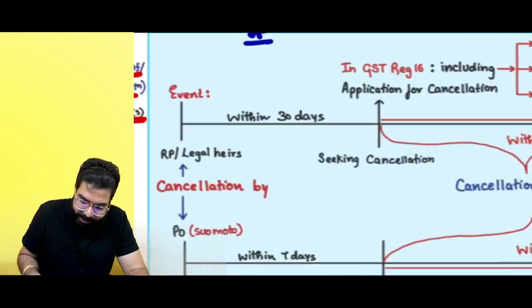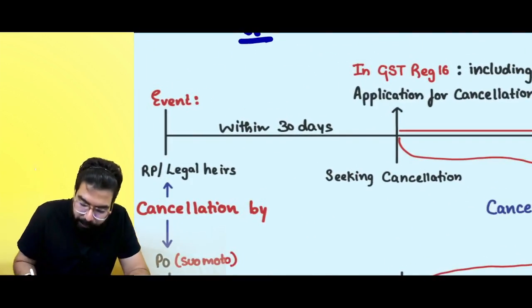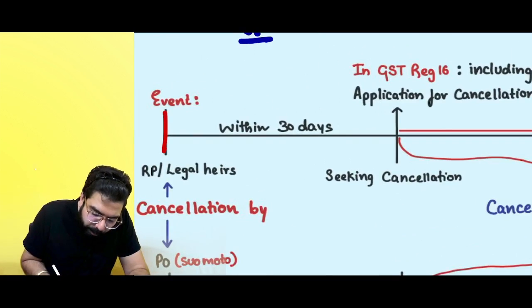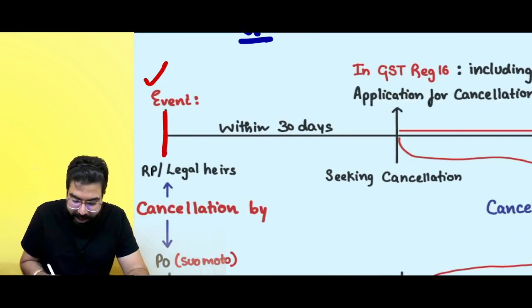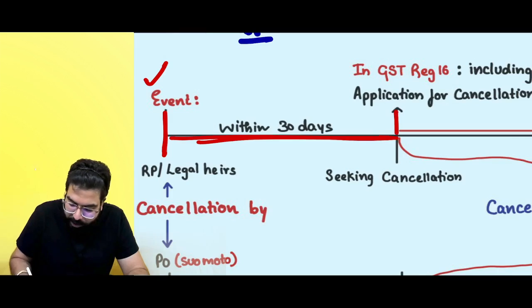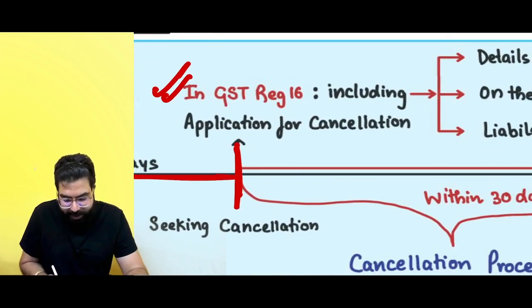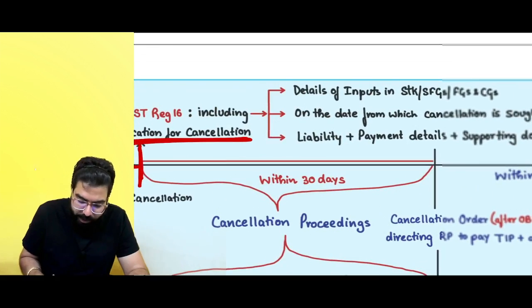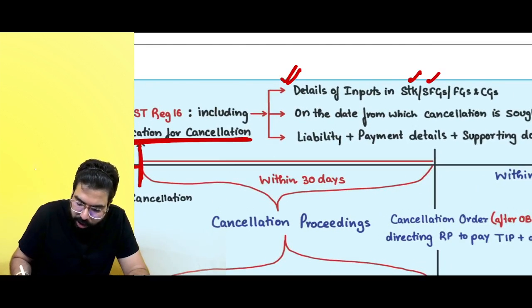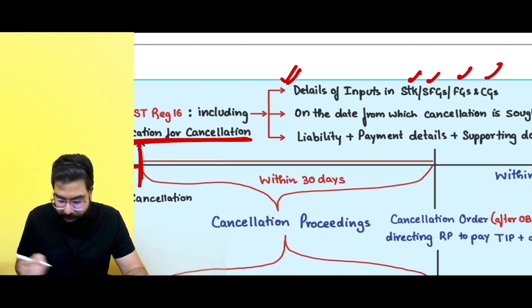Now, on the right hand side, I have drawn one chart. Please see it quickly. Suppose one registered person has died. The event happened, and within the next 30 days you have to fill your application. The application goes in GST REG-16. When you apply for cancellation, always remember you have to give your details of stock, semi-finished goods, finished goods, and capital goods there.